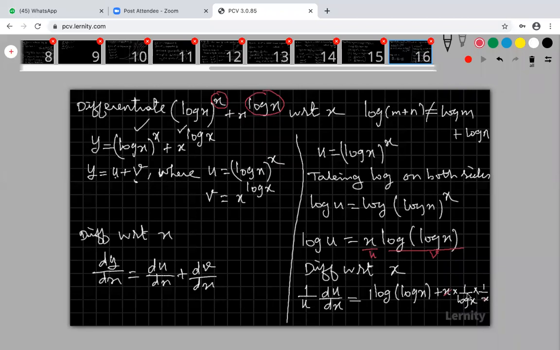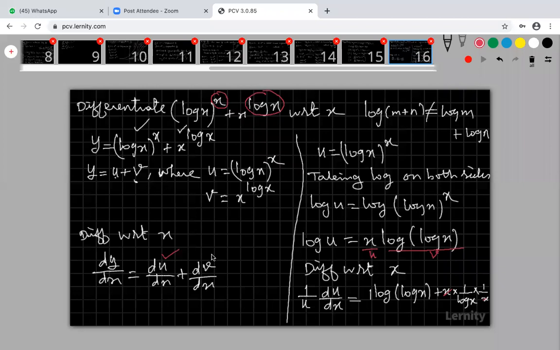This and this get cancelled. So therefore, I will get 1 by log x alone. This is log of log x plus 1 by log x equal to 1 by u du by dx. You bring this u to the right hand side, you'll get du by dx equal to u into log of log x plus 1 by log x. That is my du by dx.